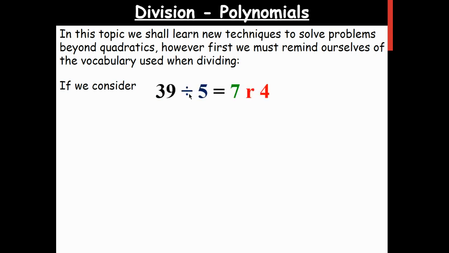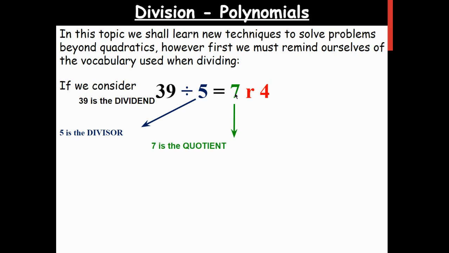calculation here. 39 divided by 5, we know is 7, remainder 4. There's some very important vocabulary involved here. We need to know what each of these numbers are called so that we can do things with our polynomials. The 39 is called the dividend, the 5 is called the divisor, the 7 is the quotient, and obviously the 4 is the remainder. So 4 pieces of vocabulary there for you to learn.